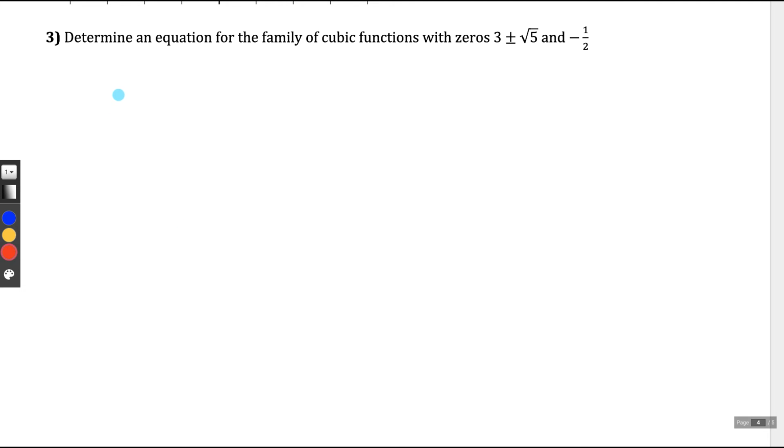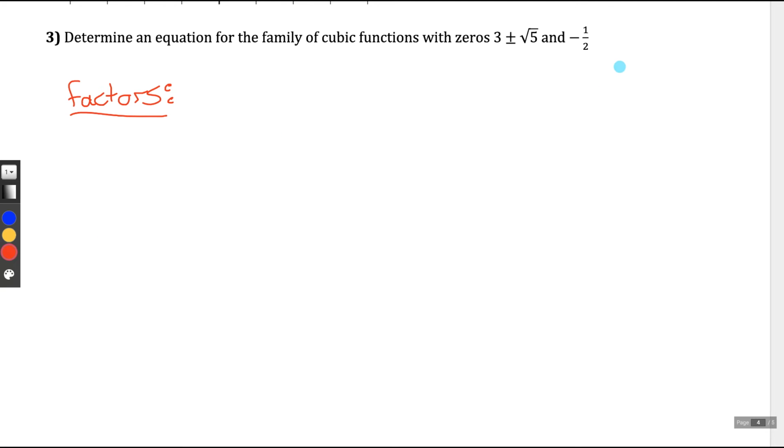So I'm going to first figure out what are the factors that would create these zeros. And remember, there are 3 zeros here: 3 plus root 5, 3 minus root 5, and -0.5. So let's figure out the factors first. And this is the first time we've really had to show work for figuring these out.